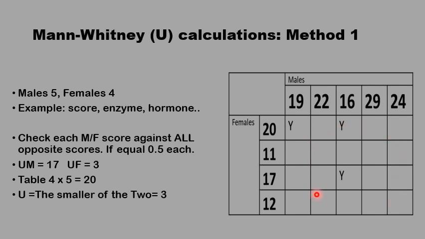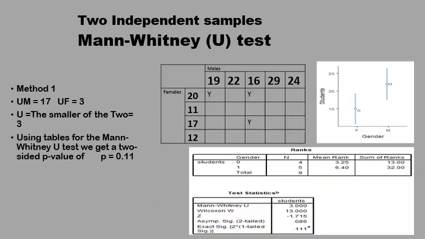So out of the 20 scores, the females scored more than the males in 3, and the males scored more in 17. We take the smaller, that's the 3, and that's it. That's the U test. So it's as simple as that. We just find out the number of the smaller of the two totals in this square, and that's the U that we are going to use as a test statistic. That's about it really with the first method.